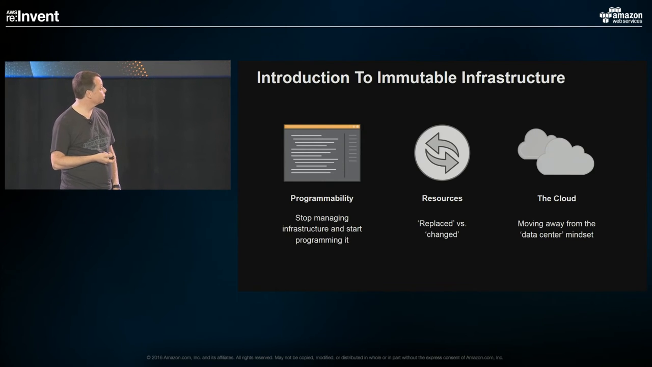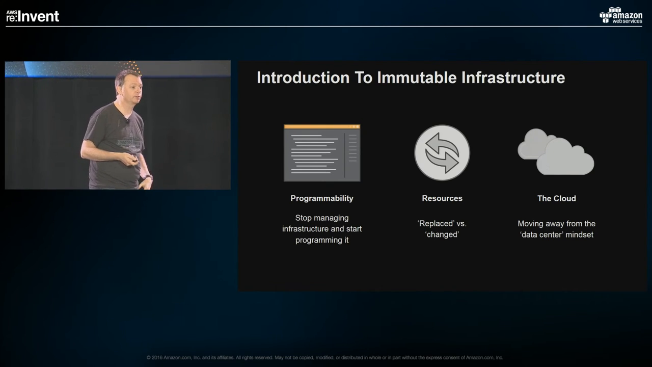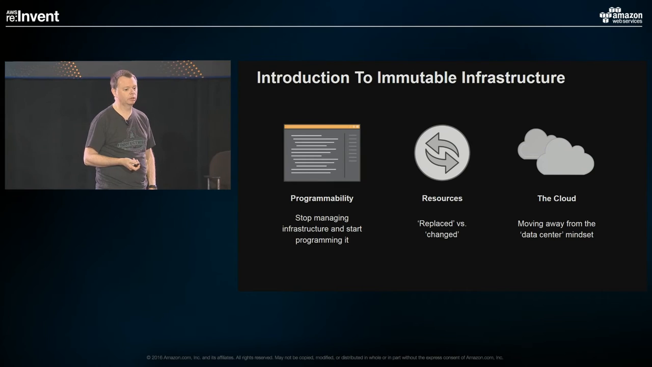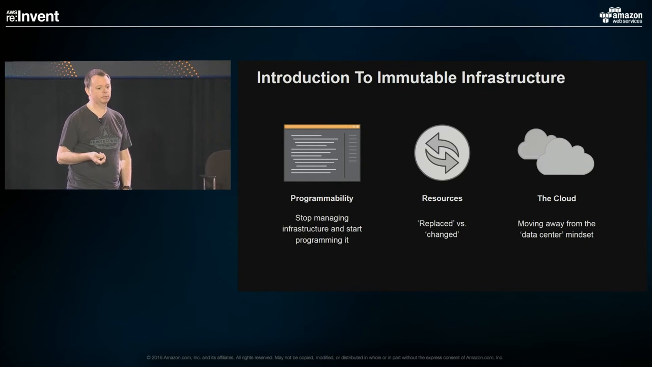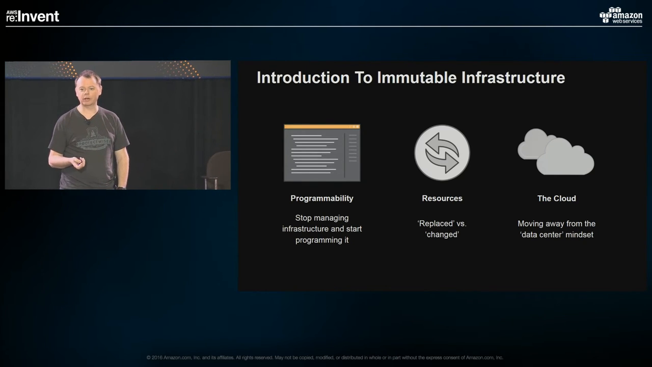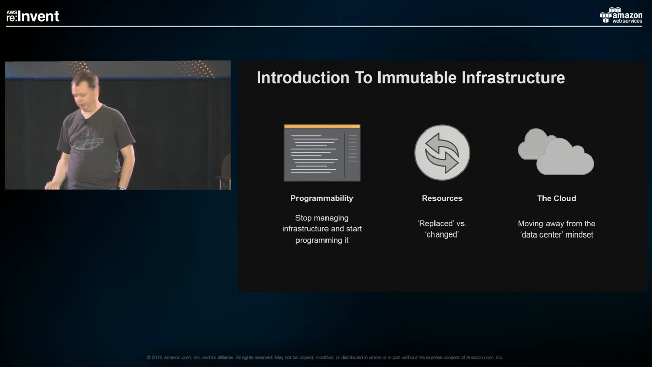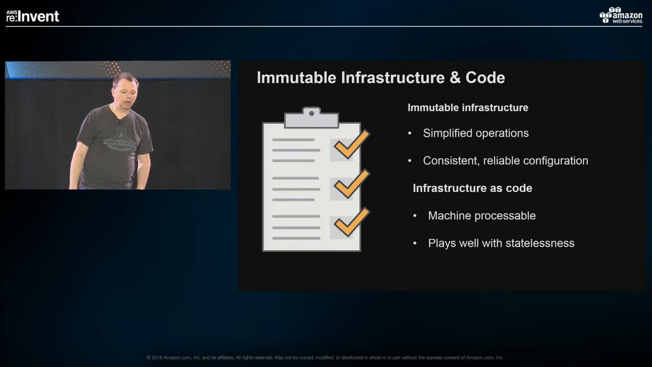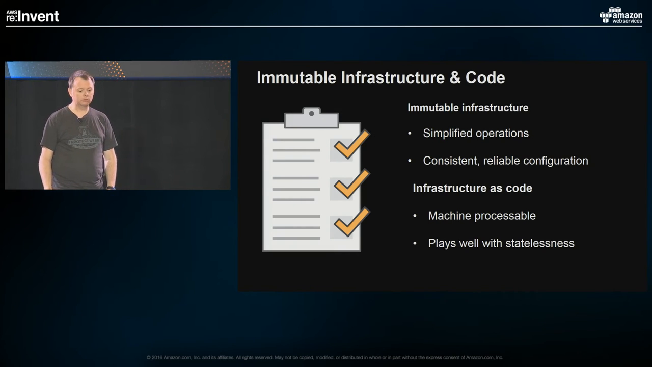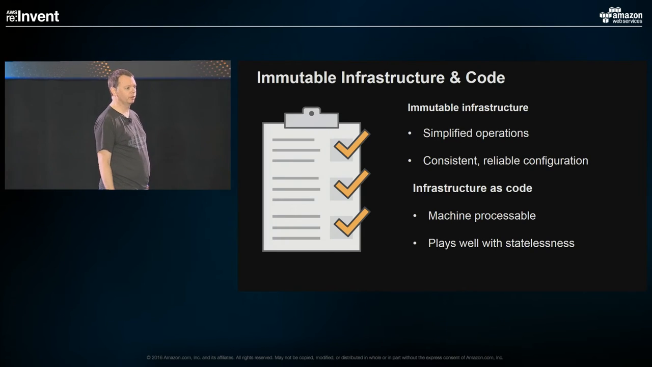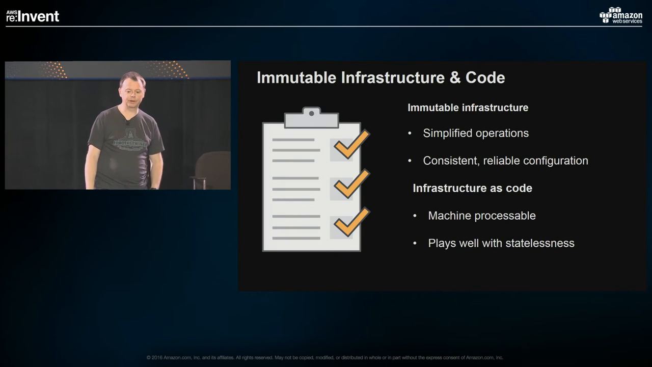Replacing the higher level resources, like entire fleets of servers, actually saves time over trying to debug an issue on a specific server, like trying to figure out why the hard drive is slow or why the configuration has changed. You just throw it away, new server. So what we're aiming for is immutable infrastructure described with code. This simplifies operation, makes configuration more consistent.